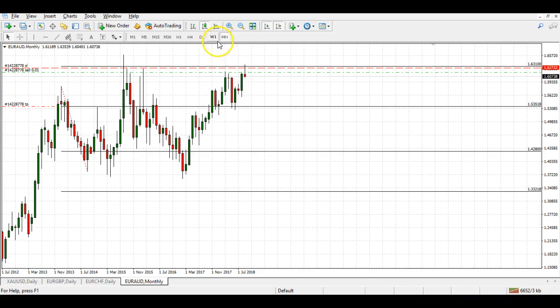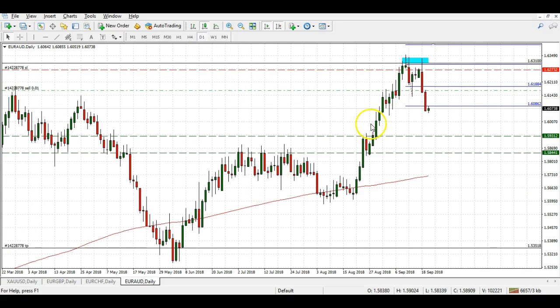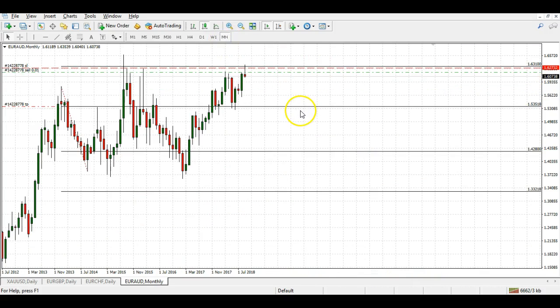Now, obviously, this is too crude, right? This is the monthly chart. We're not going to work on the monthly chart directly. So I'm going to take you to the daily chart. Well, first, let me say this.